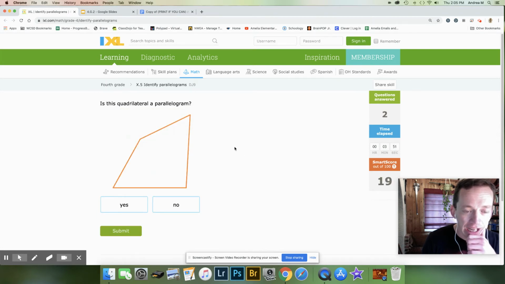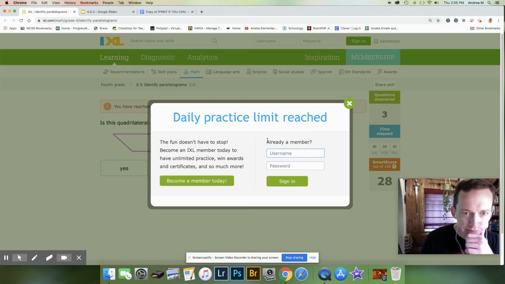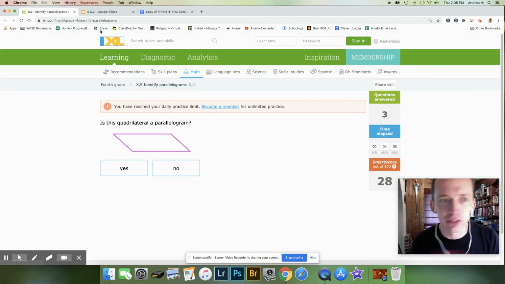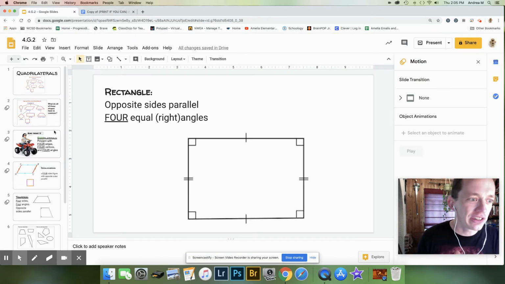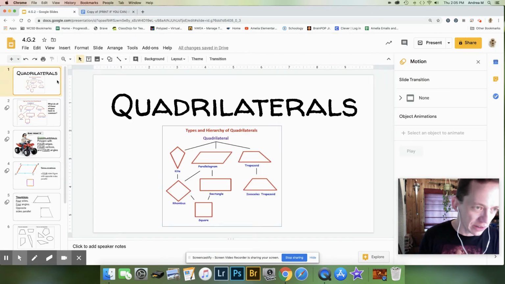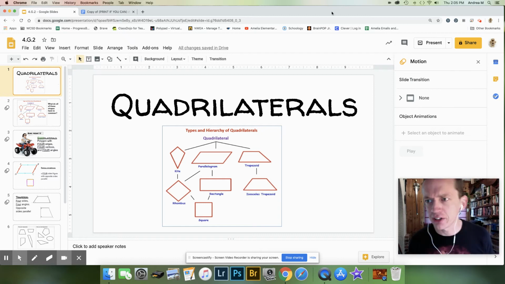Fantastic. All right. How about this one? Quadrilateral, four sides, but does it have opposite sides parallel to each other? No, it does not. And we've reached our limit. Good. So I'm done with that. Excellent. Let's take a look at our slides from yesterday real quick. All right, I just want to go through this real fast. You guys can see it this way.